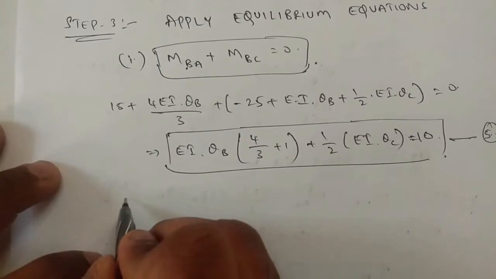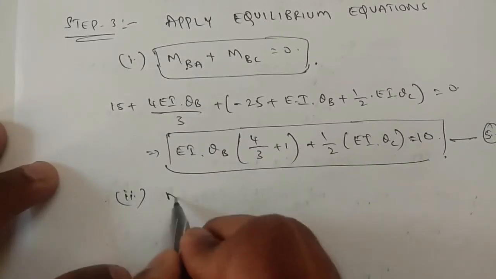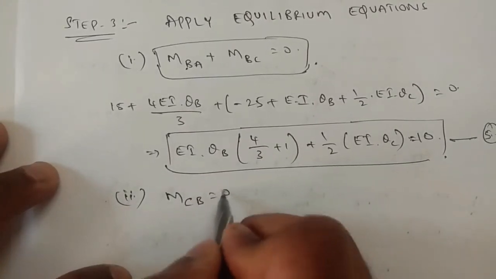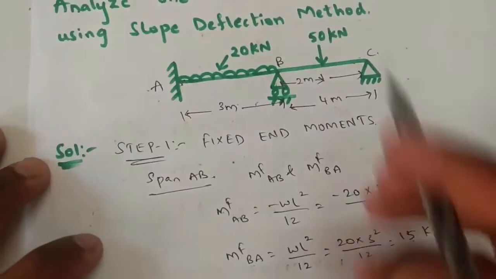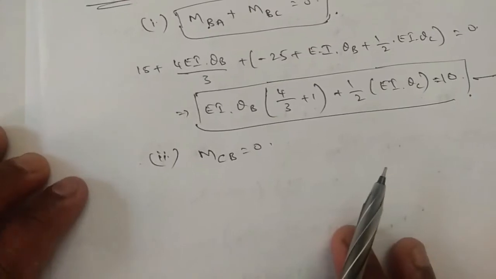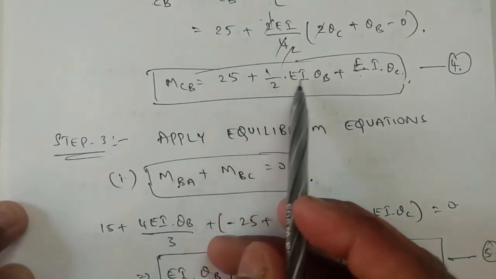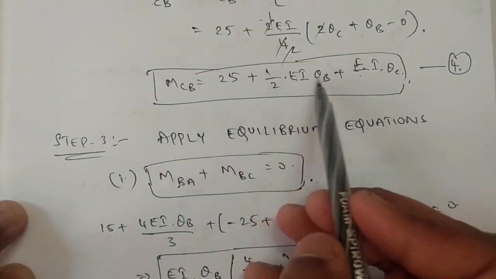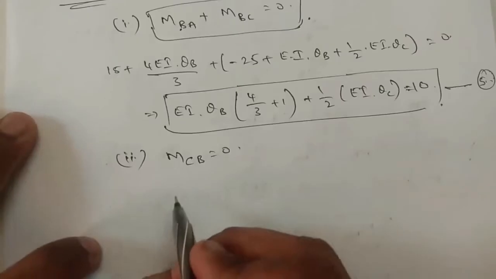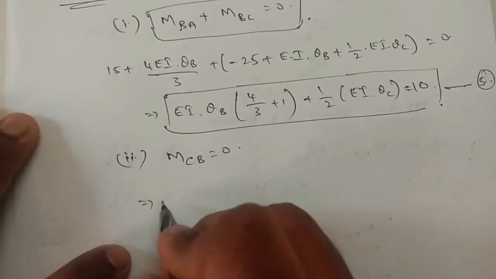Then again apply another equilibrium equation, that is MCB equals 0. We apply the equilibrium equations to find out theta B and theta C. Here MCB value is 25 plus half into EI into theta B plus EI into theta C. Equate it to 0.